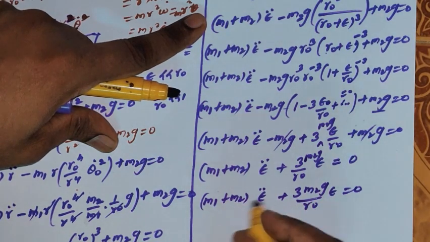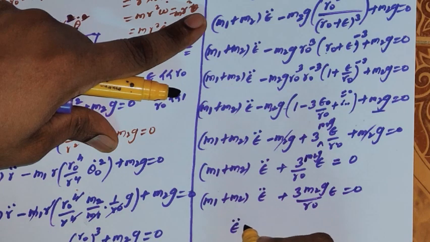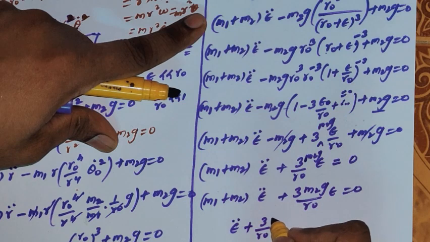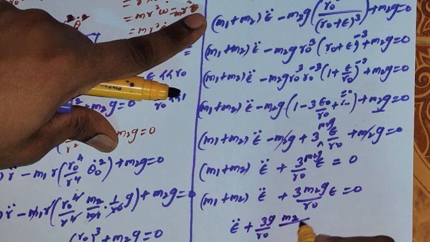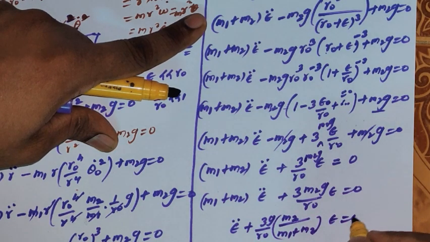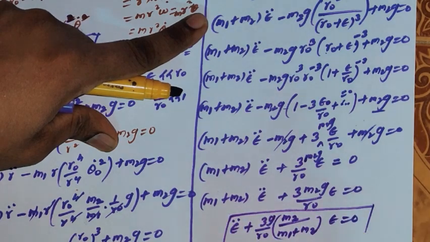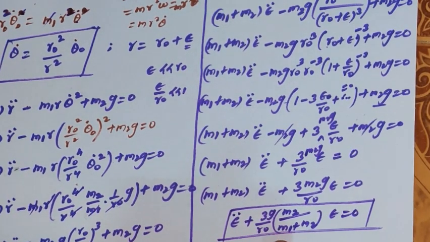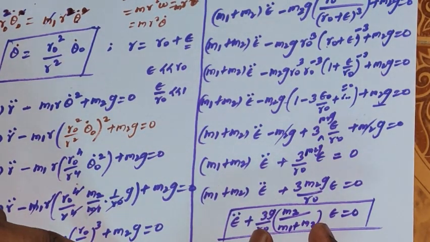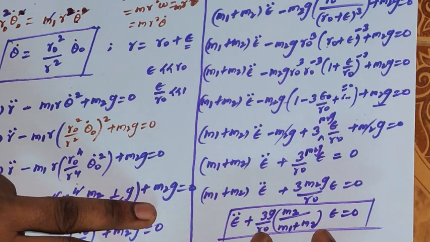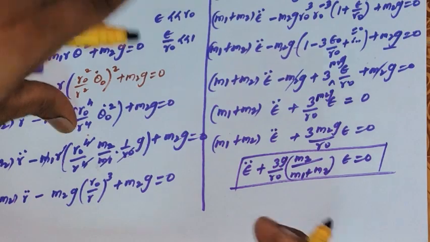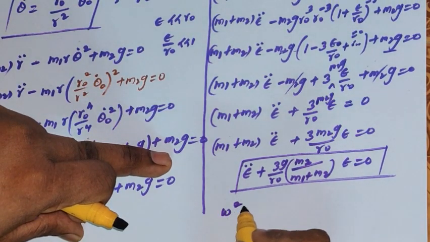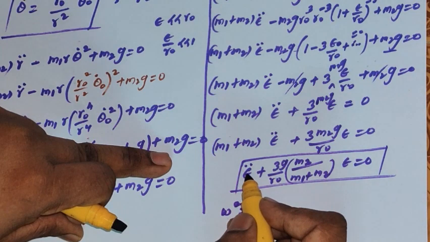If you divide the whole equation by m1 plus m2, it will give epsilon double dot plus 3 by r naught times g m2 divided by (m1 plus m2) times epsilon equal to 0. This looks like a simple harmonic motion. So if you compare with the simple harmonic equation, this term represents omega naught square, the angular frequency of oscillation, because it is a double derivative.